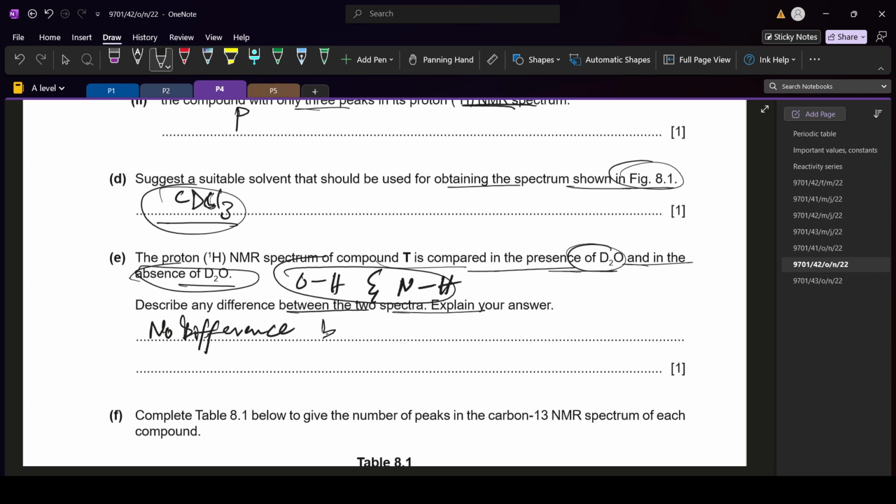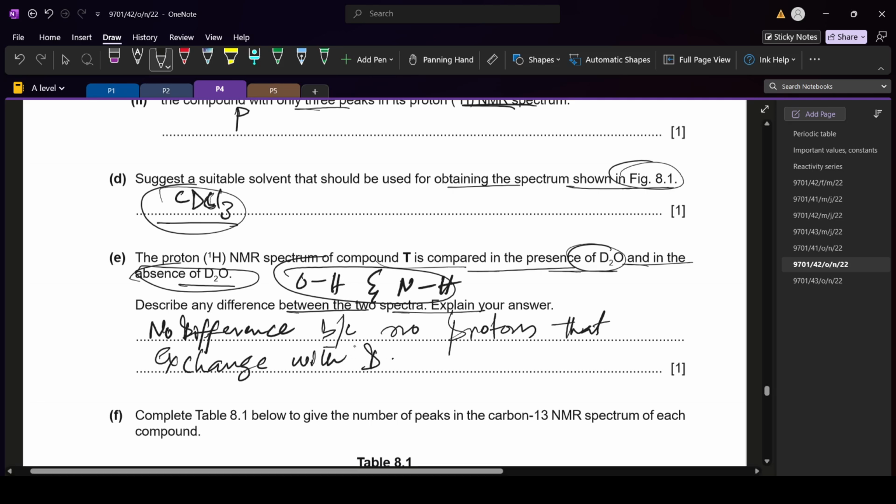Because there are no protons or H+ ions that exchange with D. D is actually deuterium.